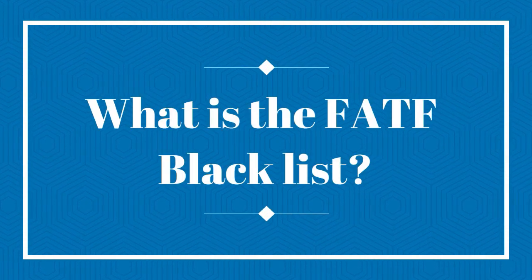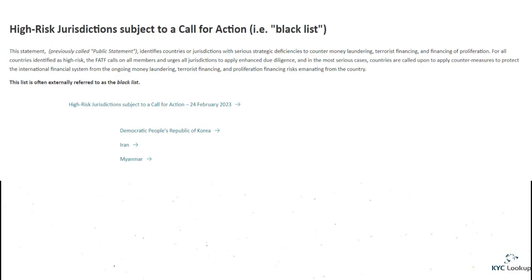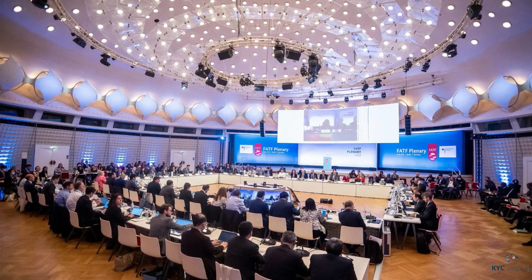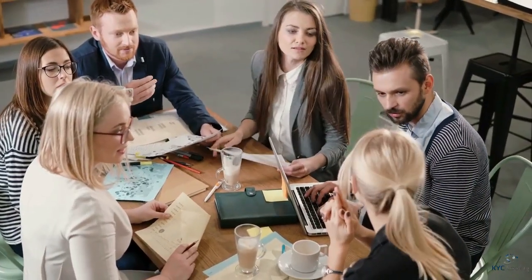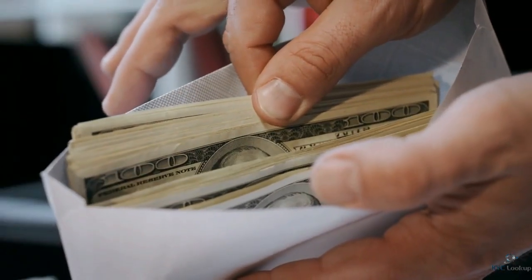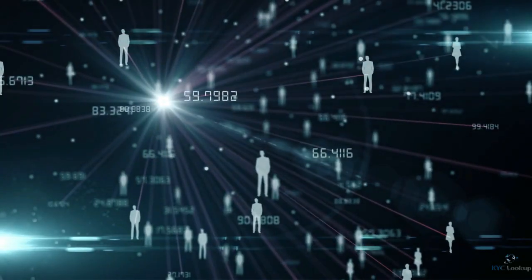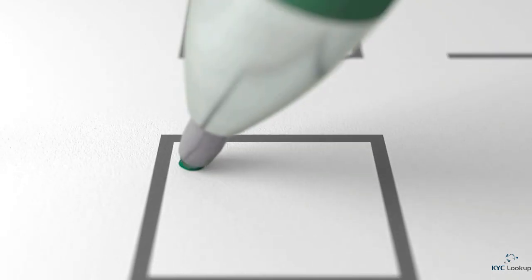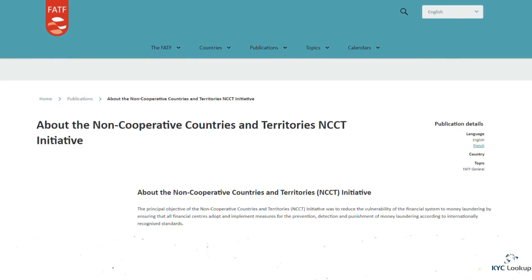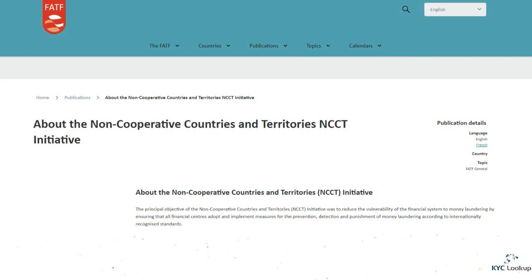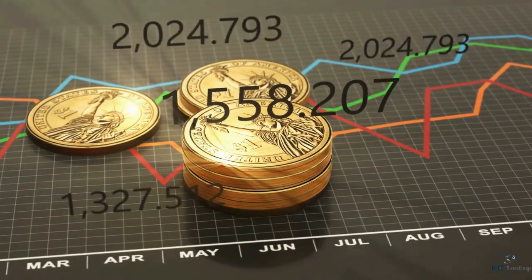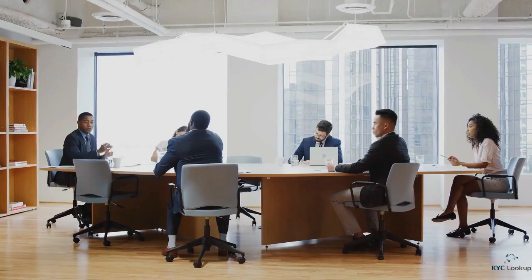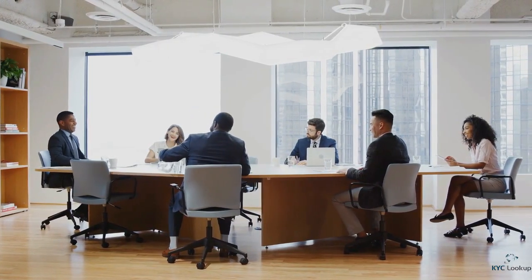What is the FATF Black List? The FATF's Black List refers to a list of countries or jurisdictions that the Financial Action Task Force, FATF, considers as non-cooperative in the fight against money laundering and terrorist financing. If a country is found to be non-compliant with the FATF's AML/CFT standards, it can be placed on the FATF's blacklist, also known as the Non-Cooperative Countries or Territories (NCCTs) list. Being on the list can have severe economic consequences, as it can result in international financial institutions being reluctant to do business with that country.